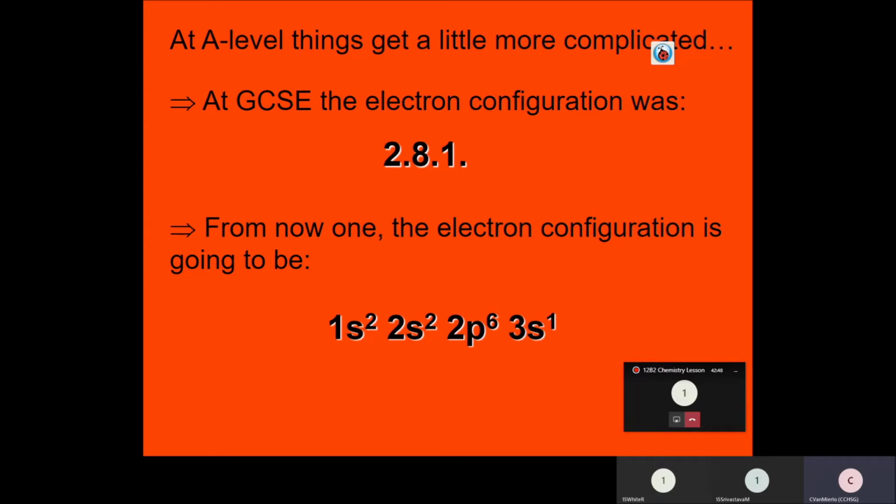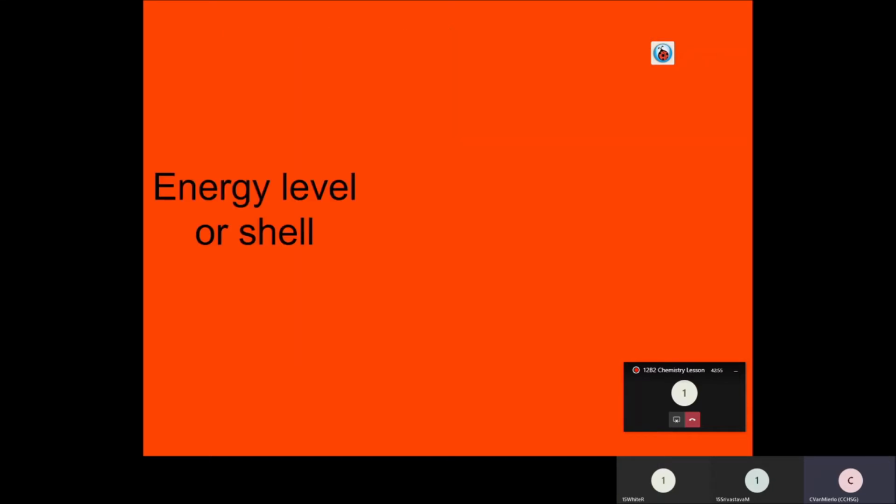So no, we just simplified it so you could get your head around it. Okay, it's never a lie. Right, so we have our energy levels or shells, split up into subshells and then split up into orbitals.